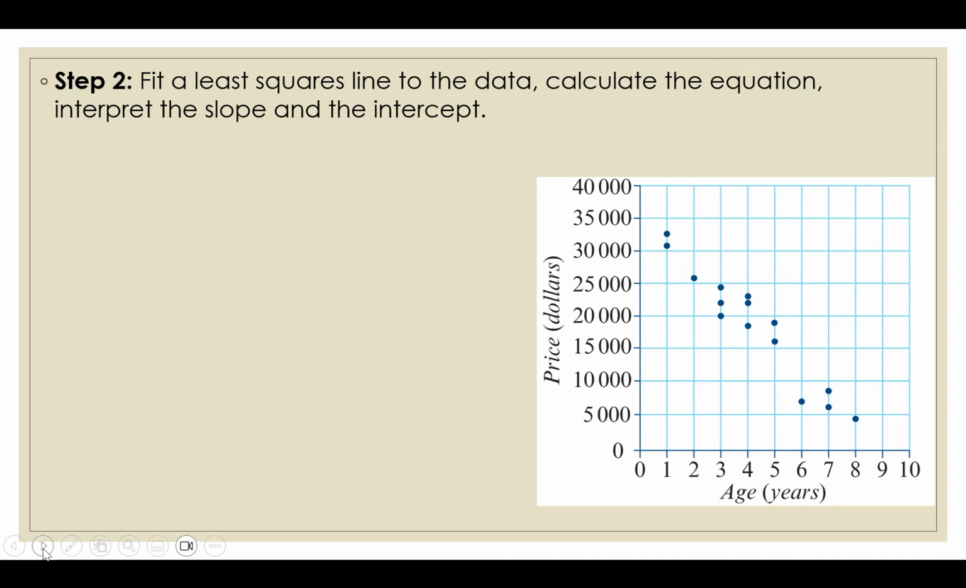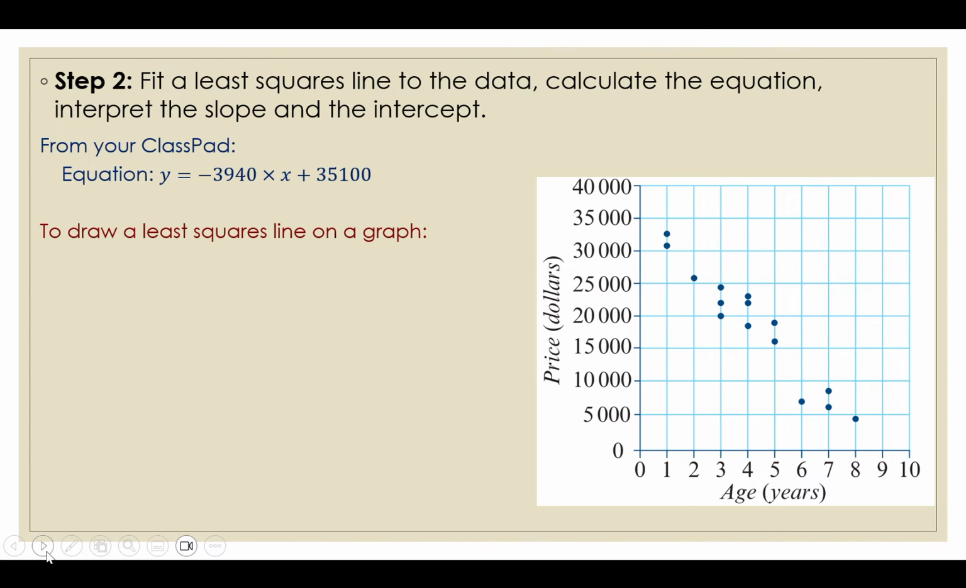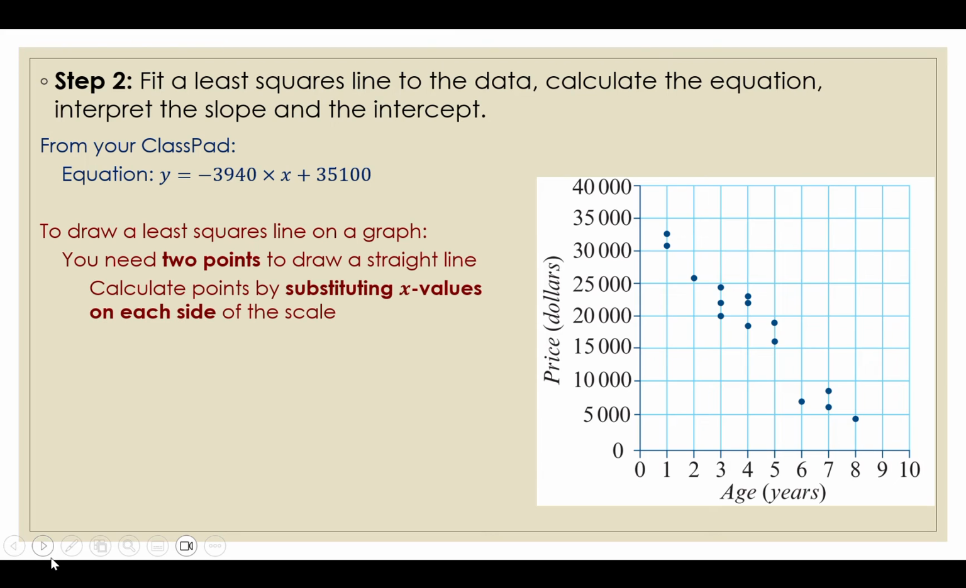Okay, next what I do is fit the least squares regression line, calculate the equation, interpret the slope and the intercept. So from our class pad we should have been able to generate 2 points. Okay, so the first thing that we've done here is we've tried to generate the y-intercept as 1 point. So the reason why we're doing this is to get one coordinate. So what this equation at the top is actually the equation of the least squares regression line when you would put it into your class pad as we did in the earlier example.